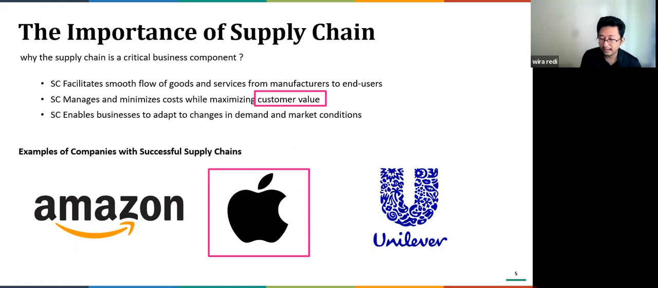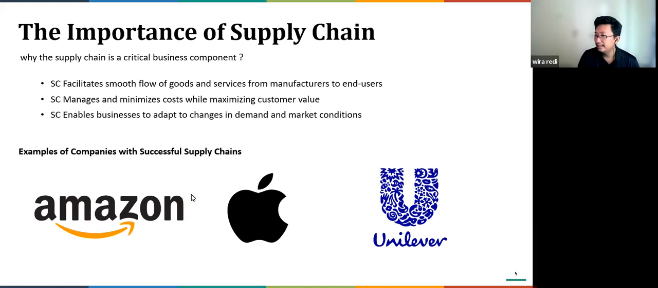It's how your end customer values your services or product, and supply chain plays a big role in it. Supply chain can also help your business adapt to changes in demand and market conditions. So if you have a great supply chain and you handle it very well, whenever there is a sudden disruption, you can somehow survive, and it can help you adapt to the new demand or market conditions.